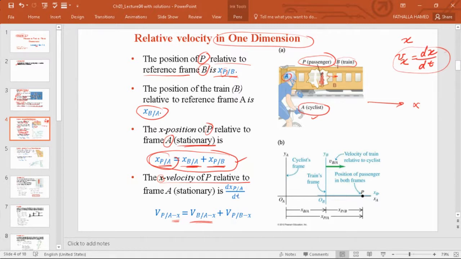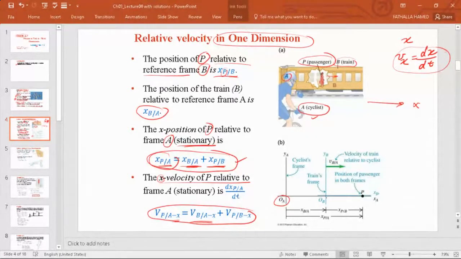I'm just taking this one, VBA, it's dxb relative to a by dt, and VP here relative to b, it will be the dxp relative to b by delta t. So this here will give me the relative velocity, and this one will give me the relative position in one dimension. Now you can basically set your x-axis. One frame here, you have the origin which we call OA, and that's the origin of your observer, the frame of the cyclist.